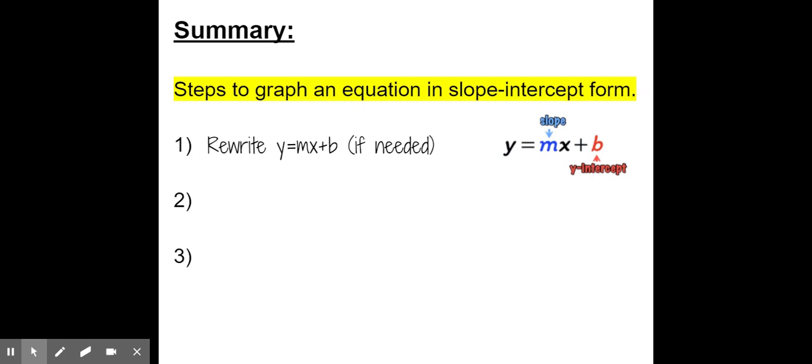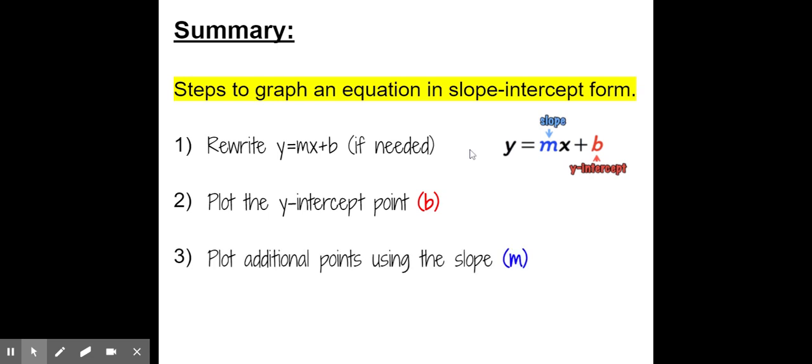Then the second step was to plot a point. Where are we going to get the point from? Well, the point that we're going to use is the y-intercept. So we want to plot that y-intercept right on the y-axis. Remember, that's the b value. And lastly, we want to make additional points using the slope. And if we do these 3 things, we can easily graph any equation that's written in slope-intercept form.